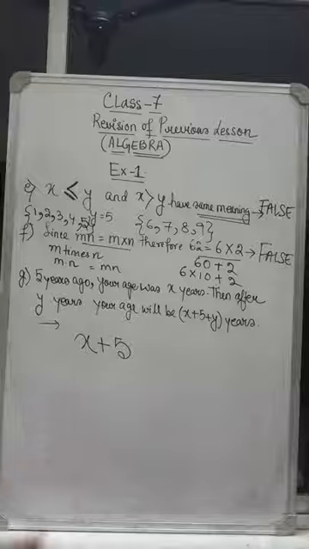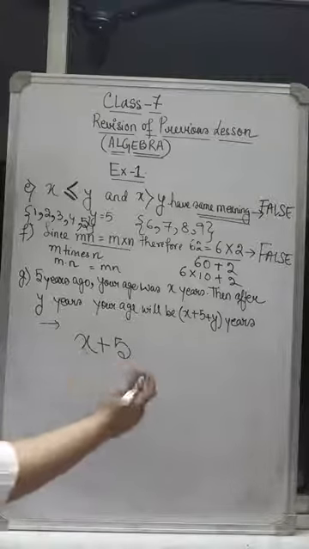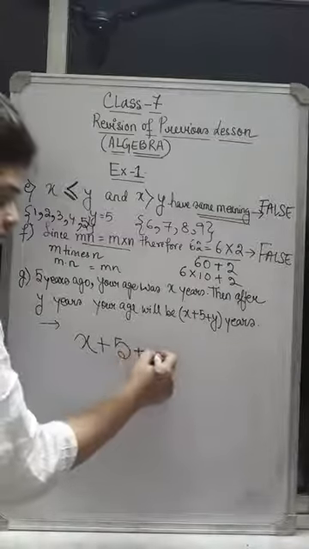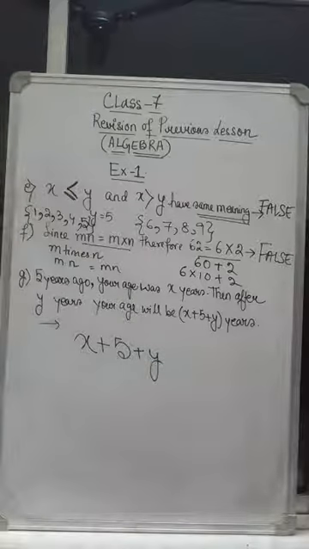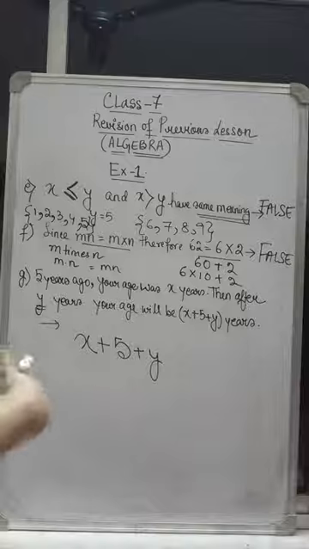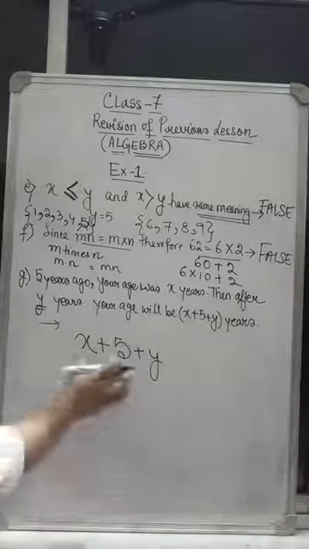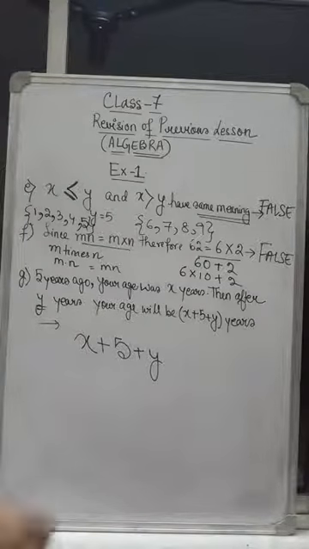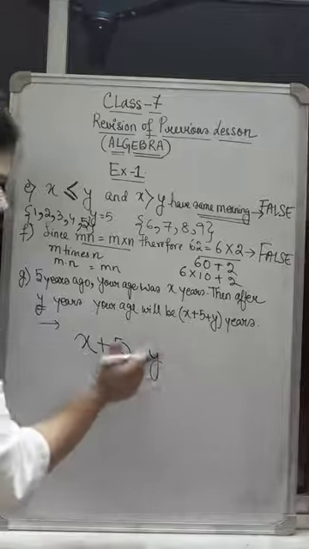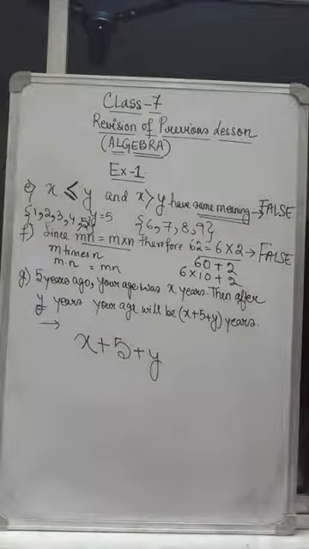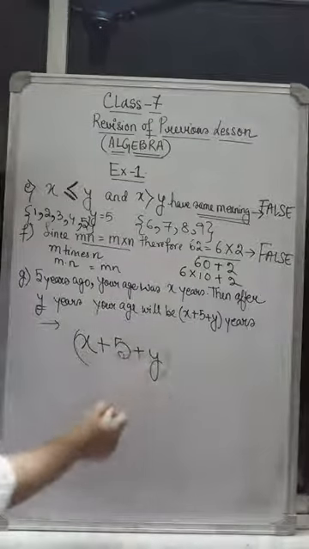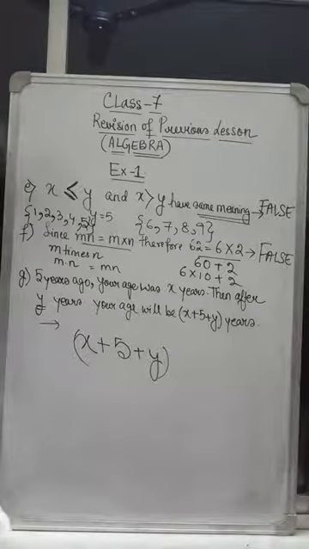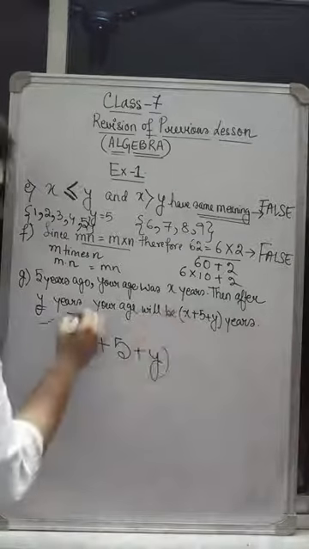Now after Y years, what will happen? Your age will increase by the number of years, Y. Suppose I tell you after 4 years what will be your age, then with your present age you have to add 4 years. Similarly, after Y years, with your present age, you have to add the number of years told in the question. So definitely your age is going to be X plus 5 plus Y years, and so the statement is true.